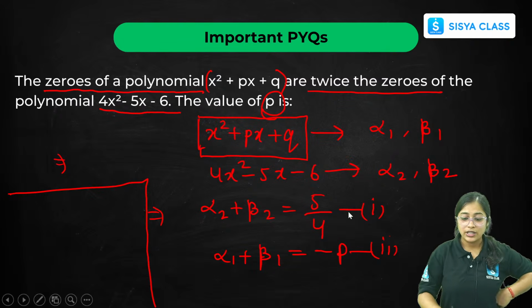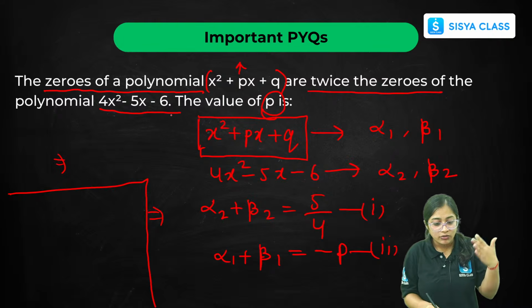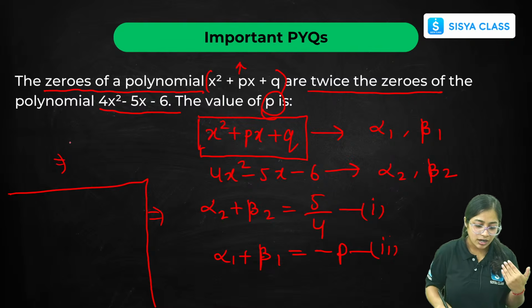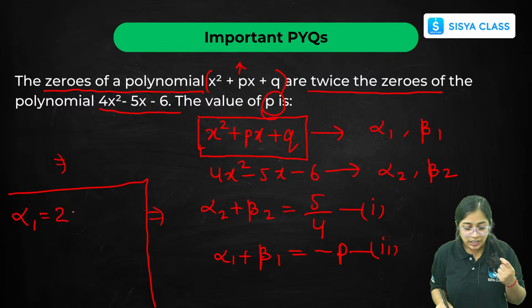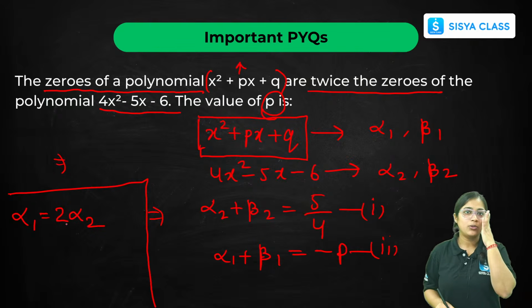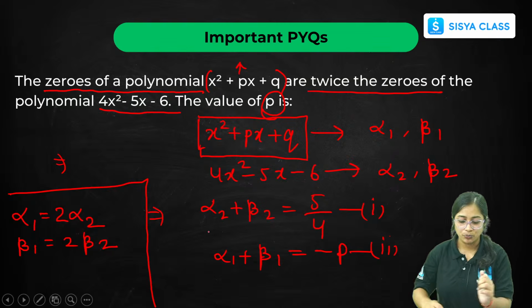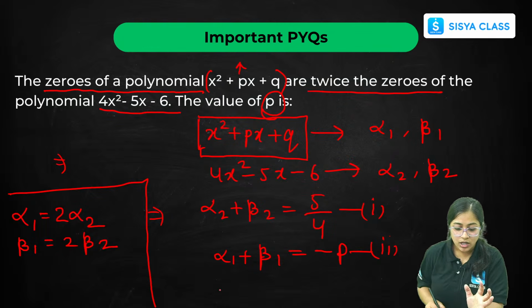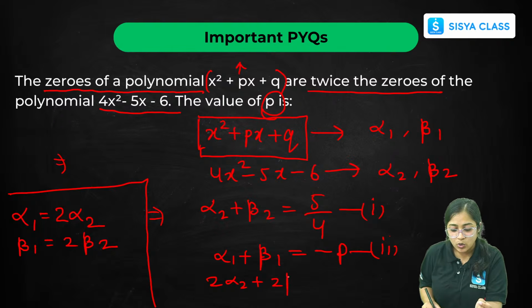Now something is given in the question. What is that? That the zeros of this polynomial are twice the zeros of this polynomial, right? So we can assume alpha 1 equal to twice of alpha 2 and beta 1 equal to twice of beta 2, right? Now let's substitute these values here. So we will get twice of alpha 2 plus twice of beta 2 equal to minus p.